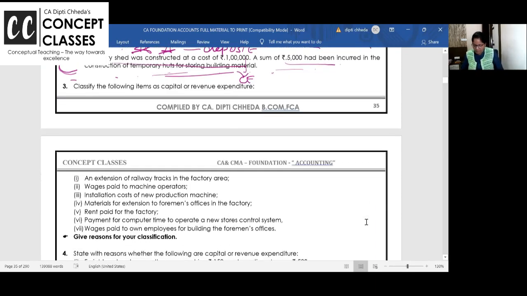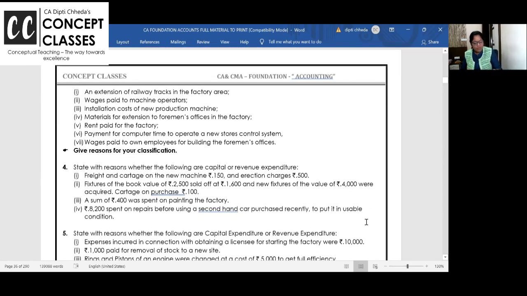Chalo. Over to the fourth question. Put your answers in chat. If it is wrong, no problem. We will discuss it. These are good questions.